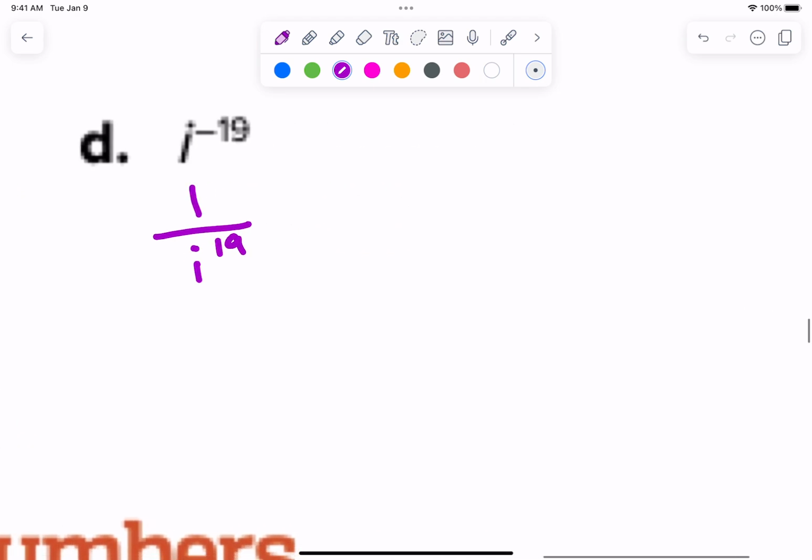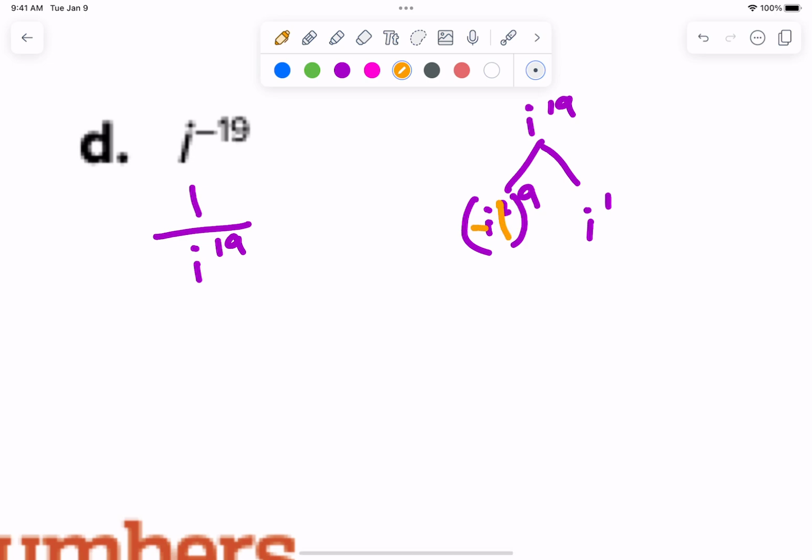Now let's do i to the 19th power to see what it actually breaks down to. We have to hang an i off because it's odd. Then we have i squared to the 9th, since 2 times 9 is 18 plus 1 is 19. i squared is -1. What happens when we take -1 times itself 9 times? -1. Still -1, times i. What's -1 times i? -i. So my almost final answer should be 1 over -i.